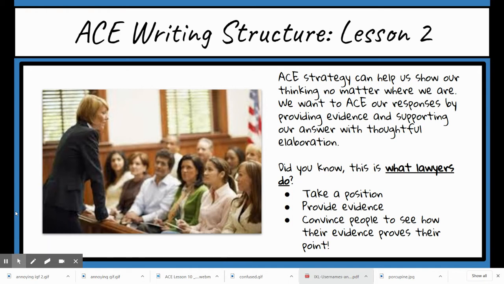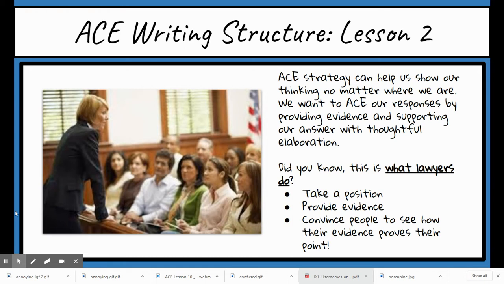As you guys already know, ACE strategy can help us show our thinking. And again, it doesn't matter where we are, whether we're at home, in a classroom, and it doesn't matter what type of subject classroom we are in, we always want to ACE our responses by providing evidence and supporting our answers with thoughtful elaboration. Did you guys know that this is exactly what lawyers do? Lawyers take a position, they provide evidence, and then they convince people, called a jury, to see how their evidence proves their point. And if they're good at it, then they win their cases.